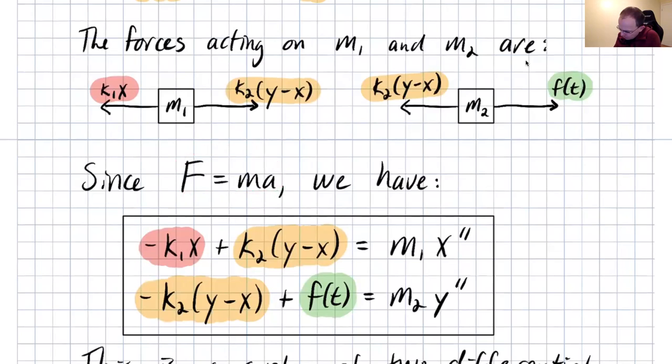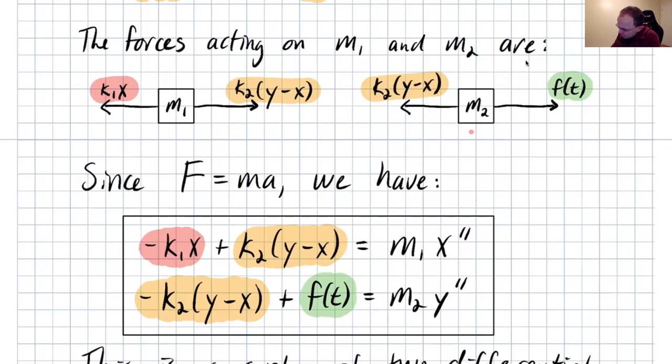So if we add up all the forces on mass 1, this is going in this direction, so it's a force of negative K1x. And then this is in the positive direction, so we have plus K2 times (y minus x). And that is equal to mass times acceleration. So that'll be m1 times x double prime. That's the acceleration of the first mass.